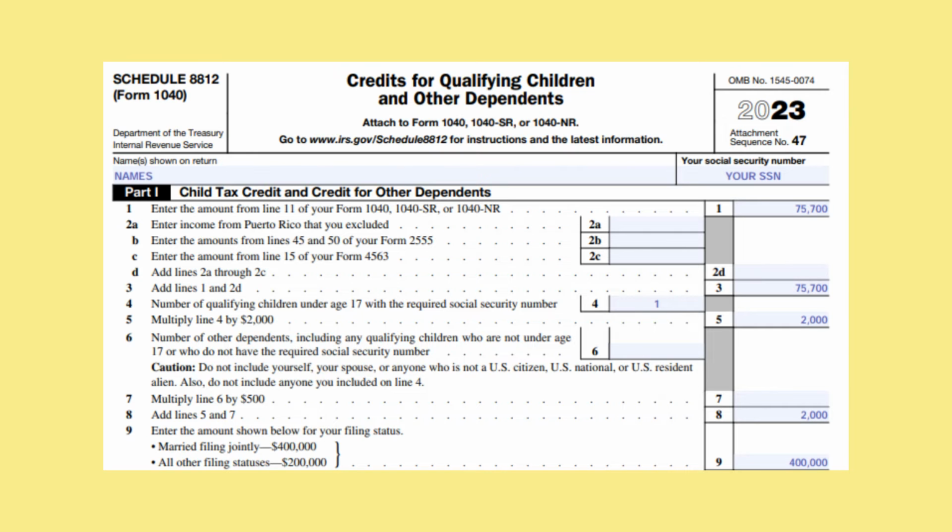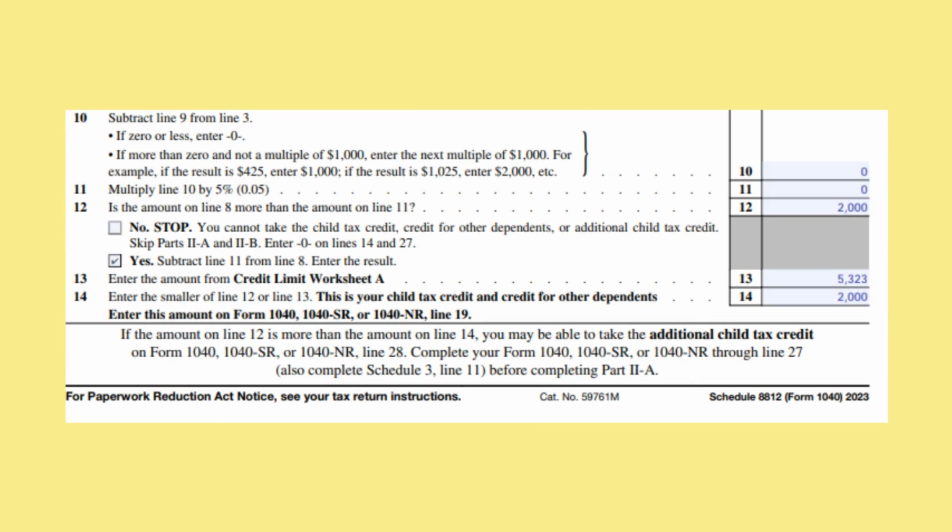On line 9, put the amount from the table to the left, which is $400,000 in our example since we're married filing jointly. On line 10, we will subtract line 9 from line 3, which in our example will be 0, so line 11 will be 0 as well. On line 12, since line 8 is more than line 11, we will subtract line 11 from line 8, which will be $2,000 in our example.